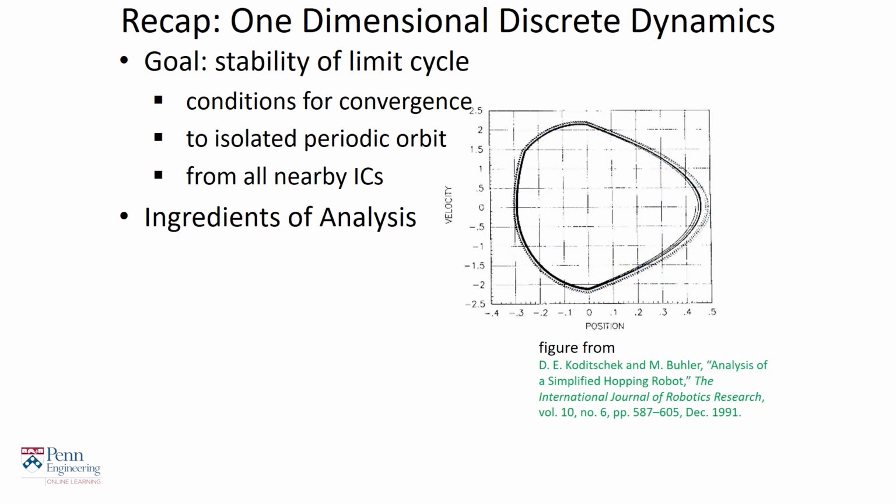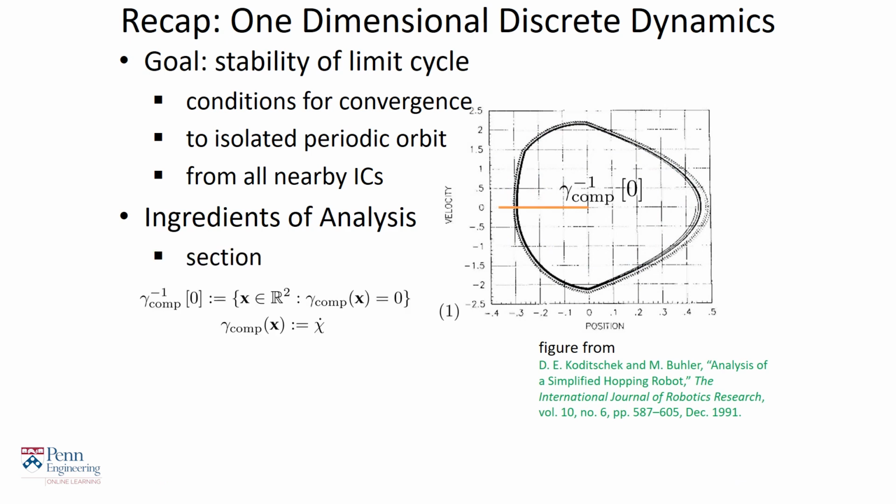The ingredients of this analysis are not that complicated. They look a lot like the stability analysis we've done in other units. We have a section. You recall what a section is. In this case, it's the place where the guard function for the compression mode goes to 0. What's that guard function? That guard function says when chi dot goes to 0, that is when the descent of the mass through the spring reaches its bottom, and we start decompressing again. That's the point at which we're going to say that the compression mode has ended.